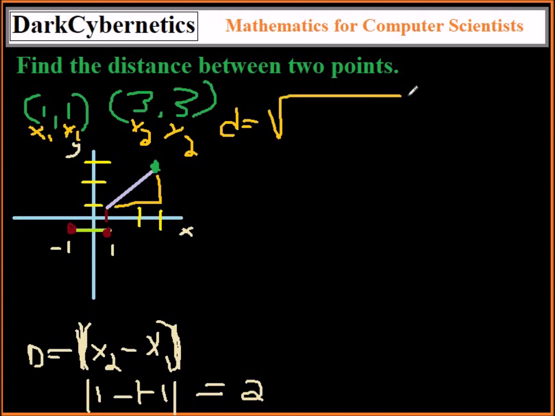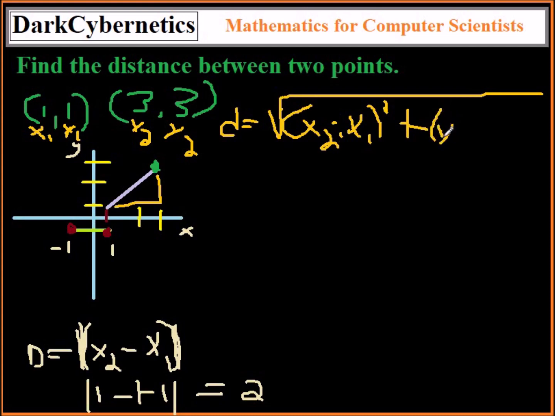We can use this formula where we take the square of x2 minus x1. And we need to square this region, because in case it was negative, we want it to be positive now. We add that value to y2 minus y1. Well, that's supposed to be a y. We need to fix that. Okay. And we need to square that also.